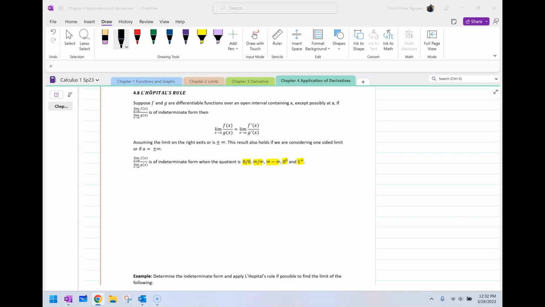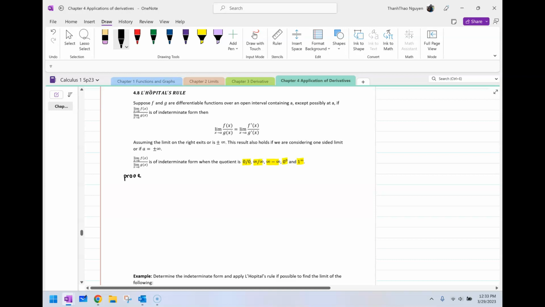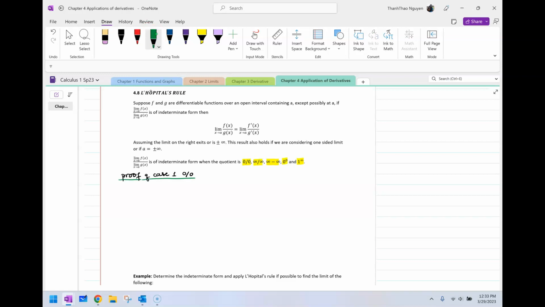So we want to prove, so let's prove case 1. Zero divided by 0. So here we're saying that the limit as x approaches a of f of x is equal to 0, equal to the limit as x approaches a of g of x.